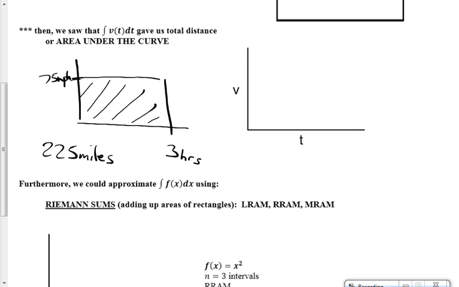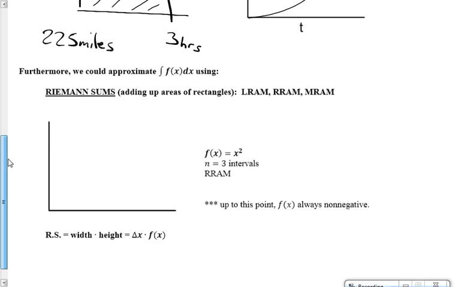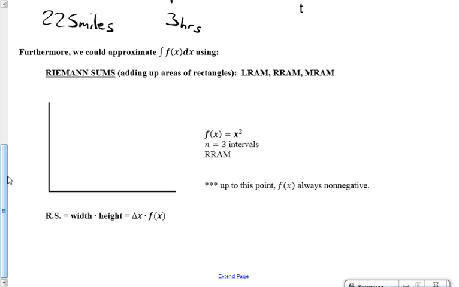Then the idea was presented: what happens if we've got a velocity curve that changes? How can we find an area under a curve when geometry fails us, because we don't have a formula for a shape that has a weird edge like that? And where did we go? What did we do? We drew rectangles, and we called them Riemann sums.